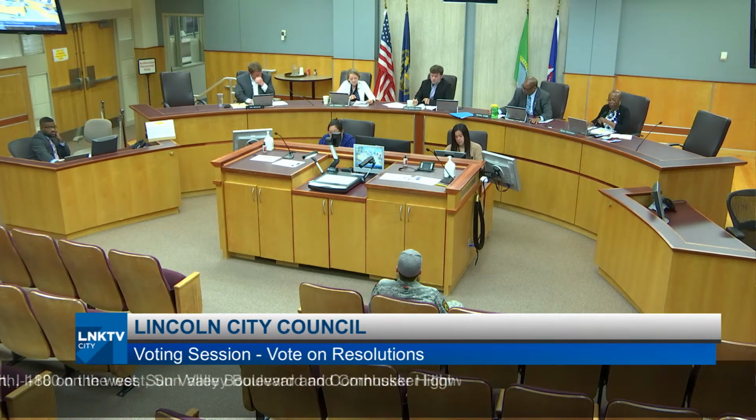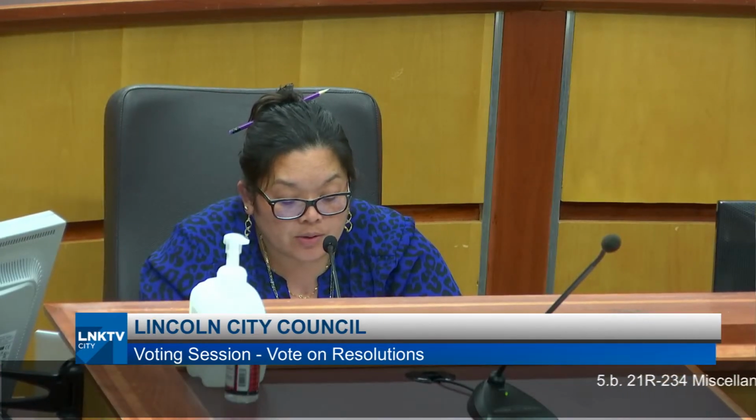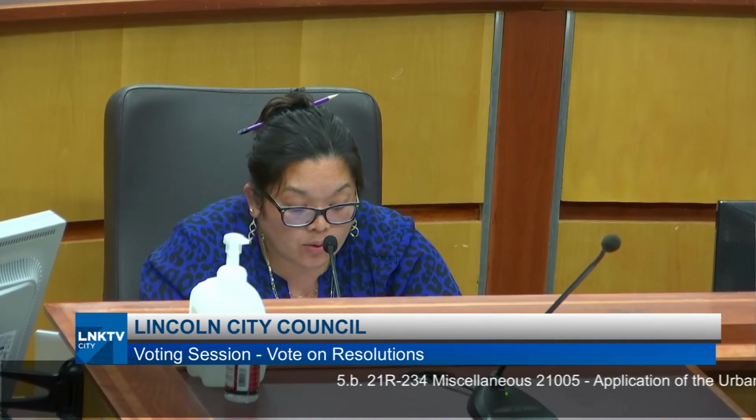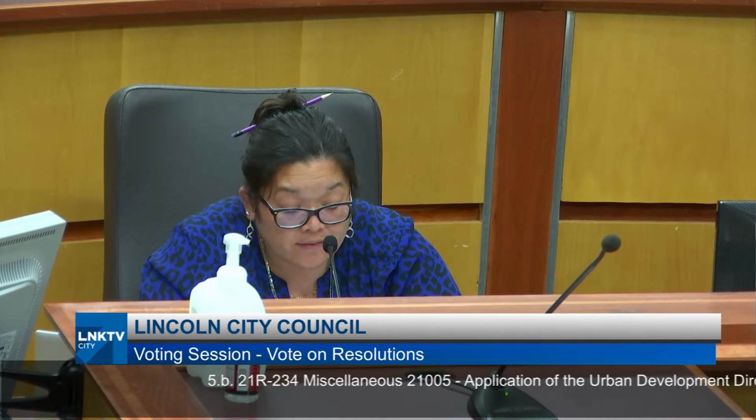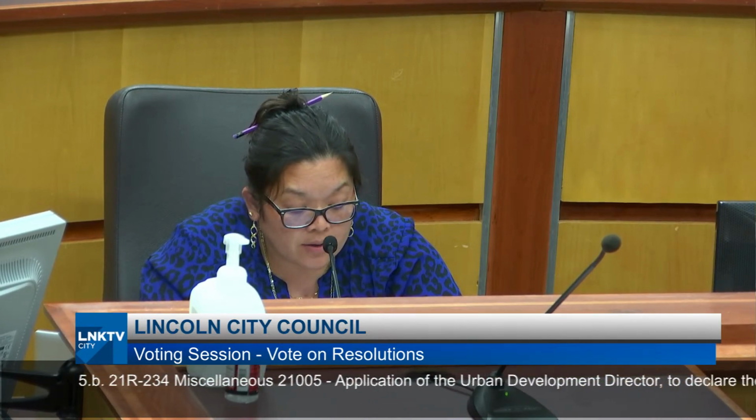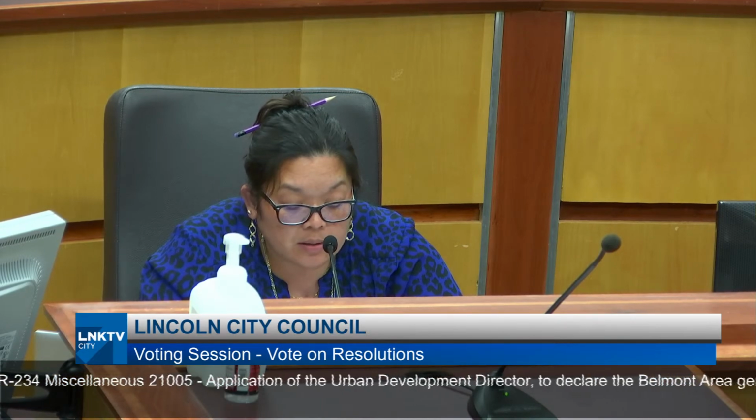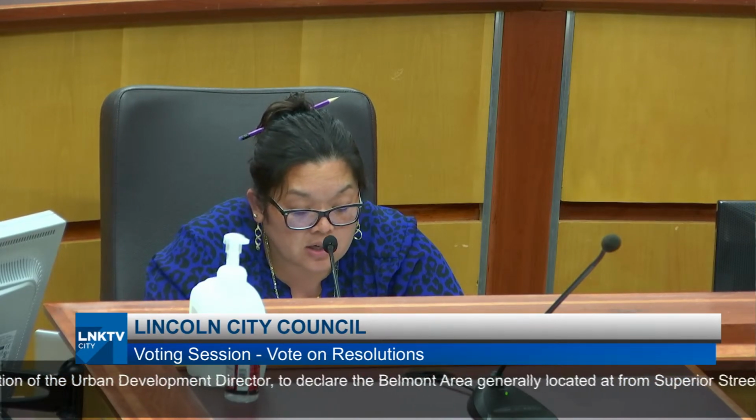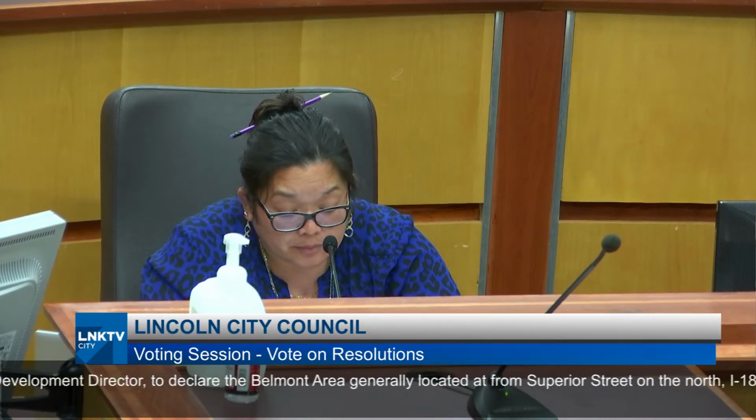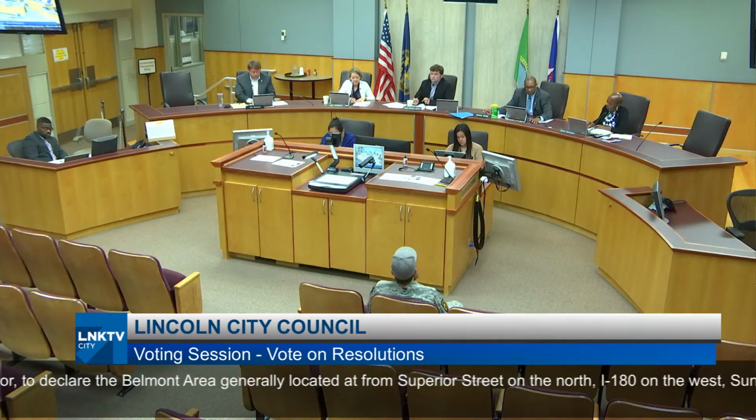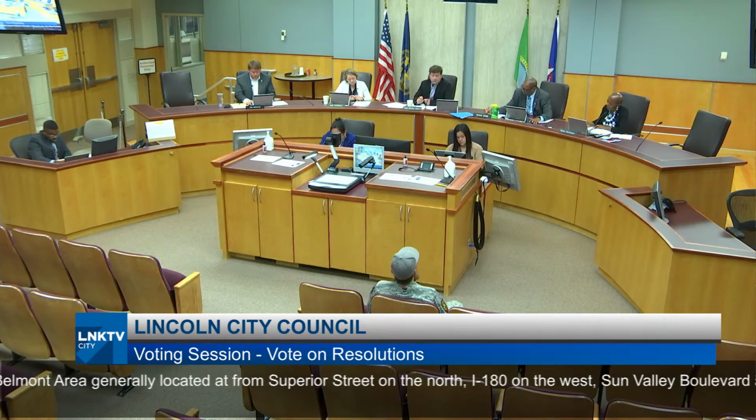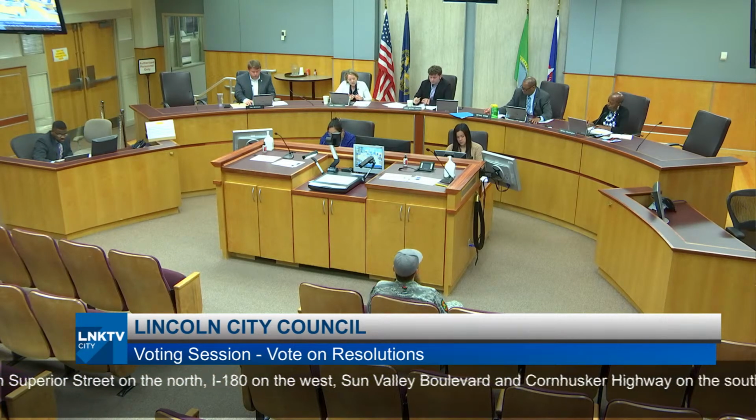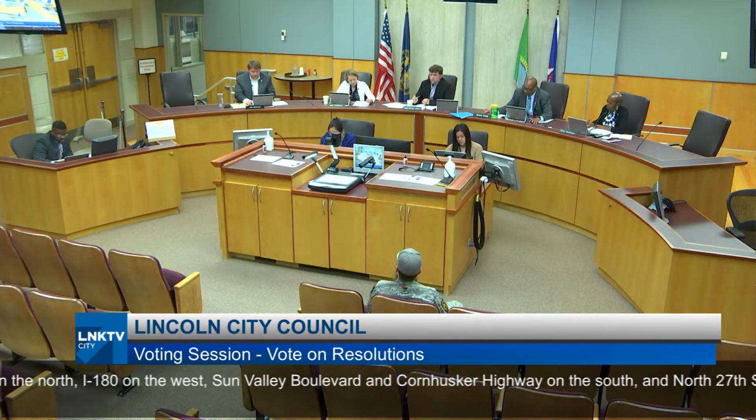Item 5B is Miscellaneous 21005, application of the Urban Development Director to declare the Belmont area, generally located at Superior Street on the north, I-180 on the west, South Sun Valley Boulevard and Cornhusker Highway on the south, and North 27th Street on the east, as extremely blighted as set forth in the Extremely Blighted Determination Study for the City of Lincoln, Nebraska, dated January 2021. Introduced by Raybold. So moved. Second. Moved and seconded by Councilman Shob. Any discussion? Okay, seeing none, may we please call roll? Washington? Yes. Raybold? Yes. Beckius? Yes. Shob? Yes. Bowers? Yes.